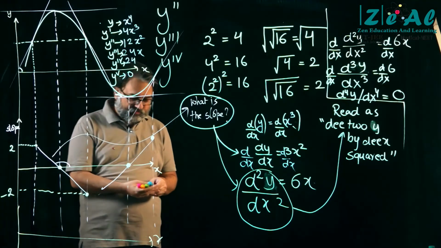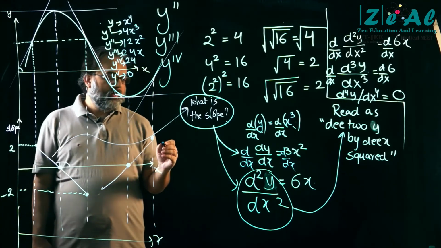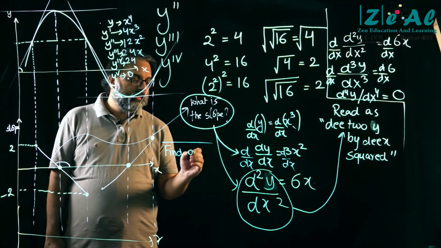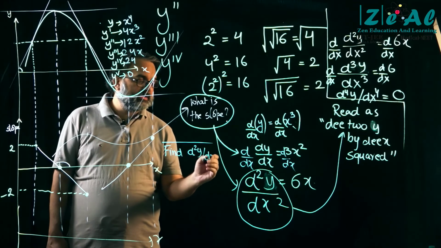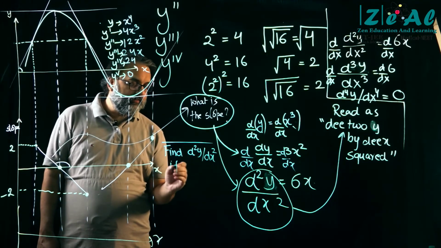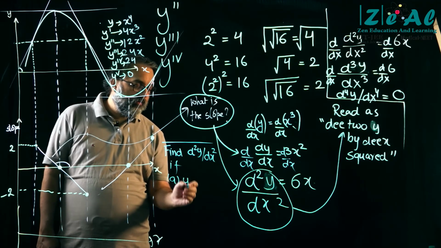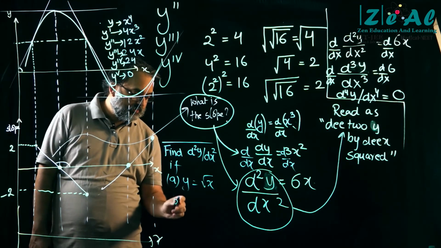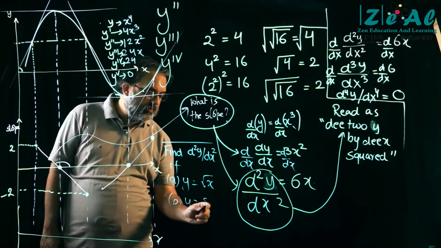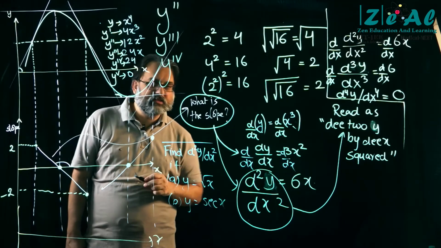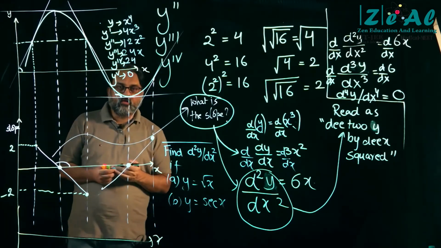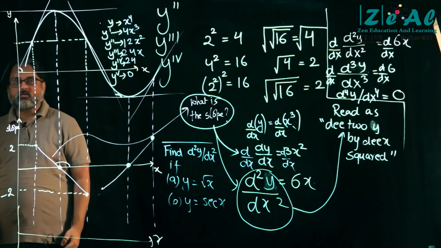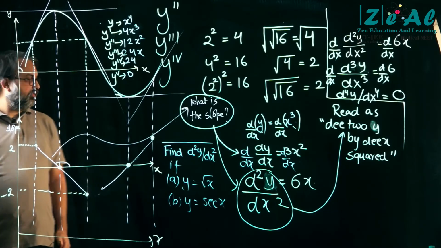Okay, chalo then, do this for me. Find d2y by dx square if y is equal to root x, y is equal to sec x. Find d2y by dx square if this is the case. Chalo karo, I'll give you a couple of minutes.